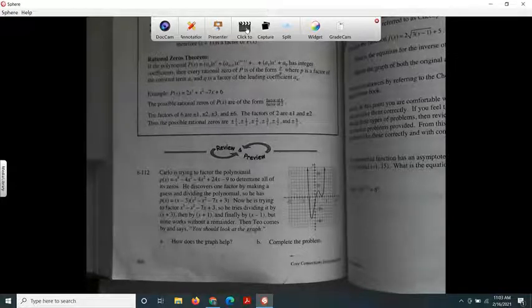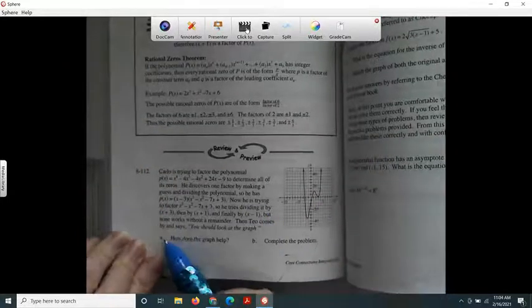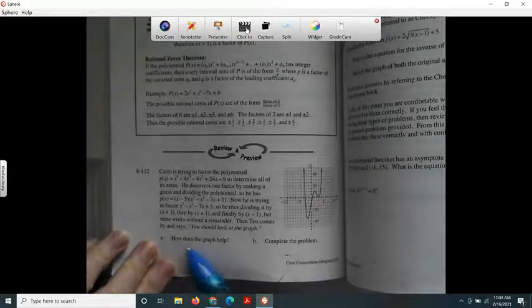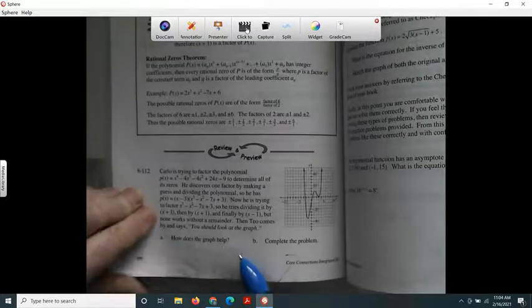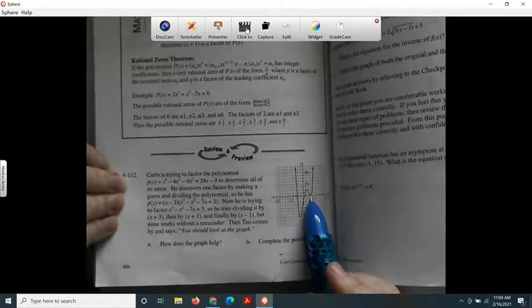Then Teo comes by and says, you should look at the graph. And so here's a picture of the graph. And letter A says, how does the graph help? Well, if you can see the graph right there, that's the factor of x minus 3. That's the one that he already tried that worked. And it's bouncing right there.